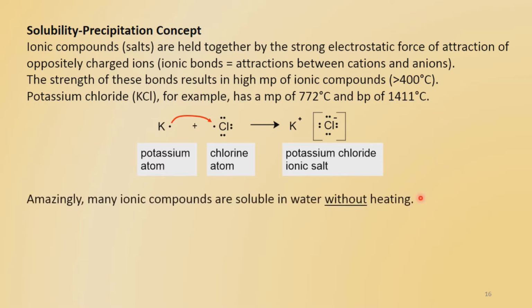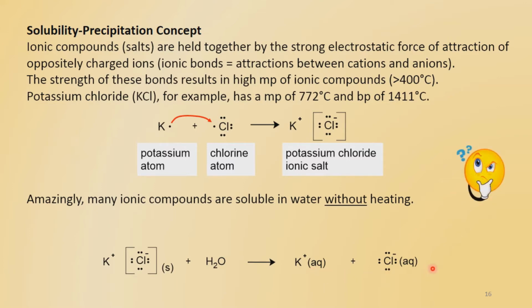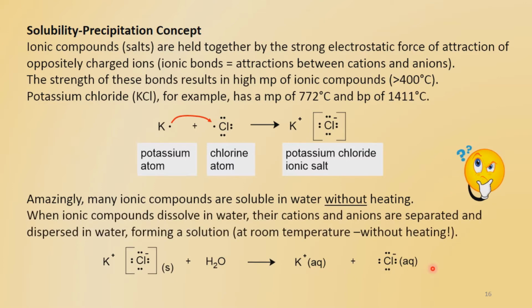Amazingly, many ionic compounds are soluble in water at room temperature without heating. So here's potassium chloride salt. Put it in water at room temperature. The ions are separated into potassium cations and chloride anions. How does that happen? Well, when ionic compounds dissolve in water, their cations and anions are separated and they disperse in water, forming a solution at room temperature without heating.